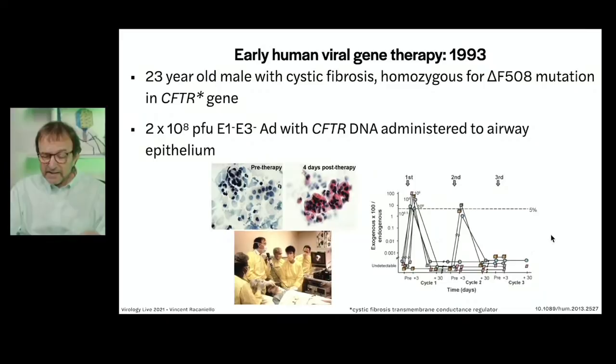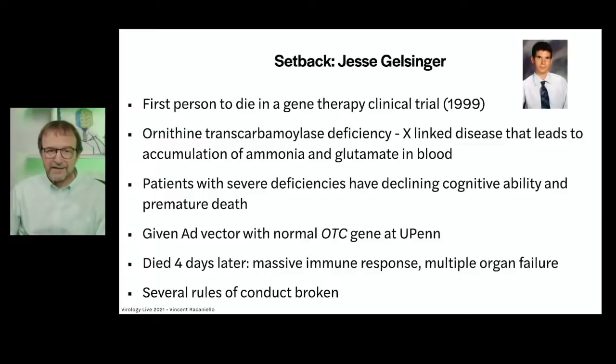These are cells taken from the patient pre and post therapy. You can see staining for the CFTR. The cells are producing it. This patient had no positive effect on his disease. Even though the protein was produced, he still had cystic fibrosis. So this is not the way to take care of this.